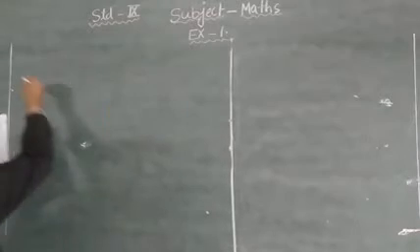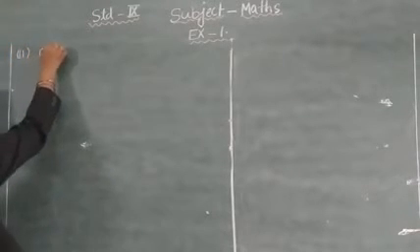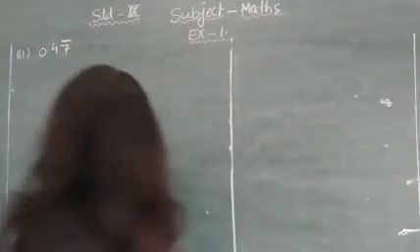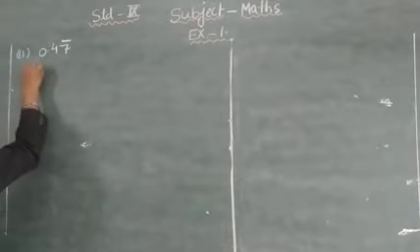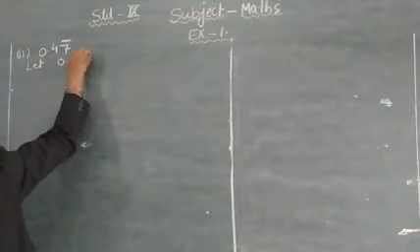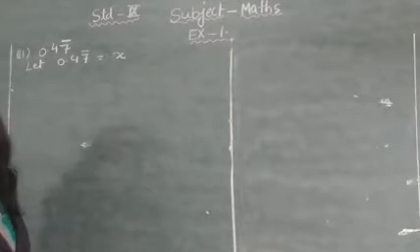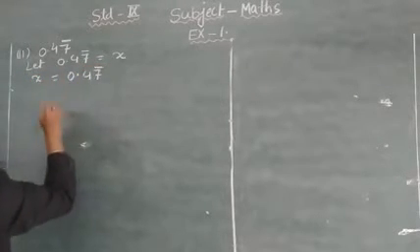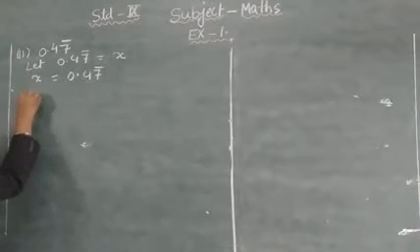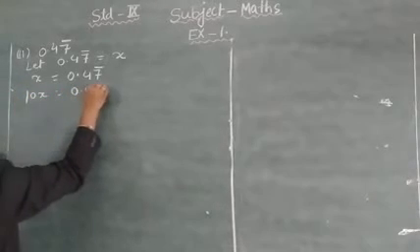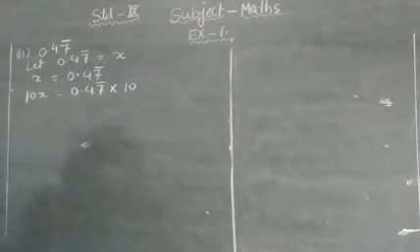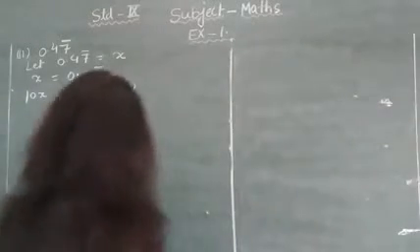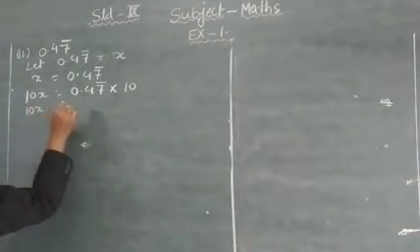Now see the second one, 0.47 recurring. Here again only one number is in recurring. So how can we write? We will first state 0.47 recurring is equal to x. Now we can write x is equal to 0.47 recurring. Then 10x is equal to 0.47 recurring multiplied by 10. Why have I taken 10? Because only on one number is the recurring sign there. Fine.